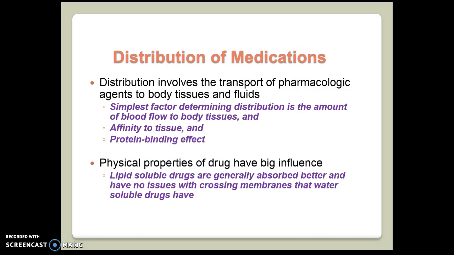Distribution is the transport of pharmacologic agents to body tissues and fluids. The simplest factor is perfusion, the amount of blood flow to tissues. And then you look at the affinity to tissue. How well is that medication or that chemical going to attract to the tissue? And the protein binding effect, which we'll discuss in a little bit.